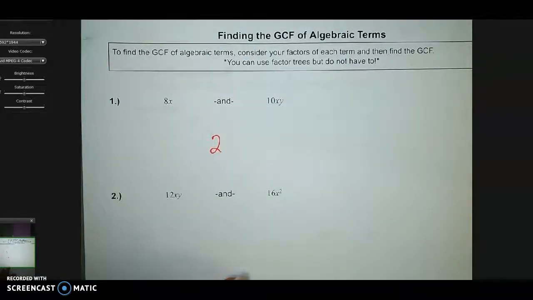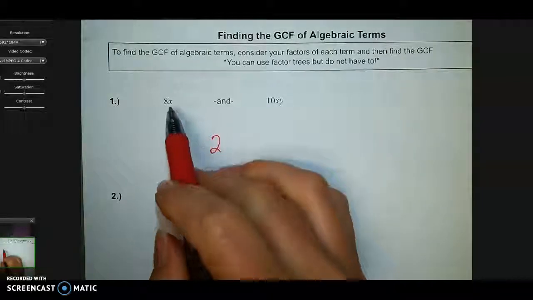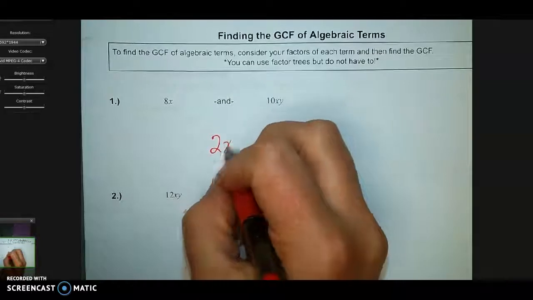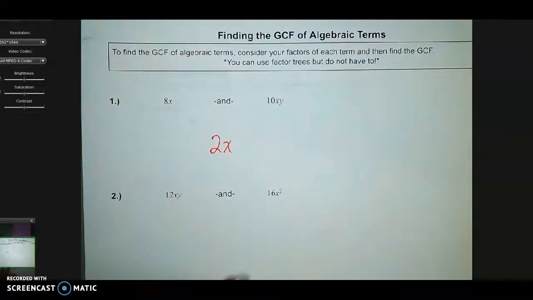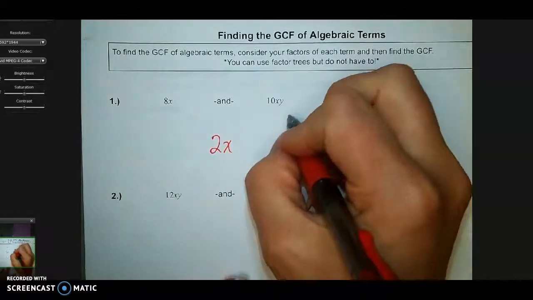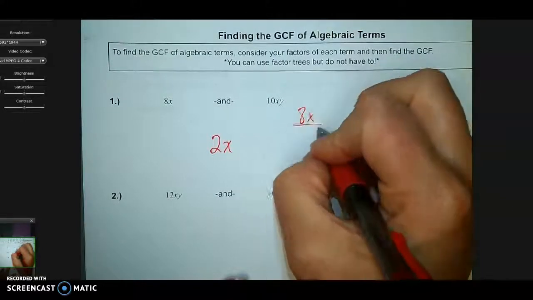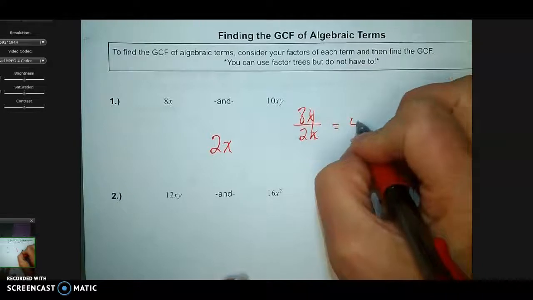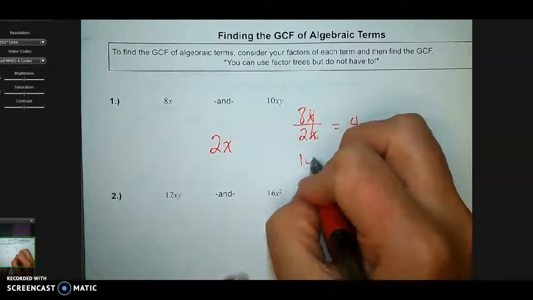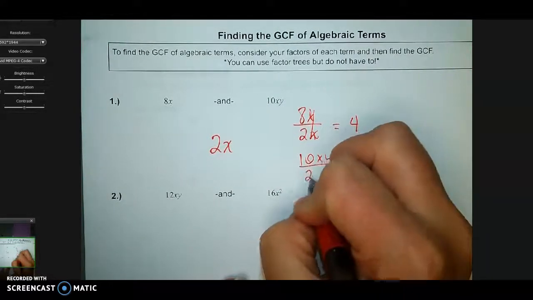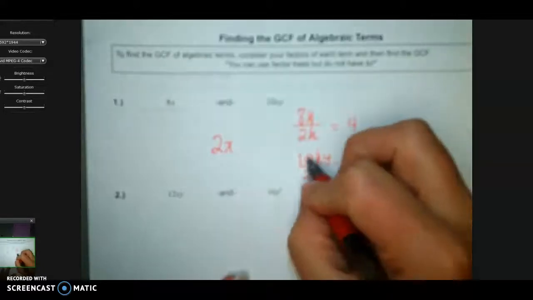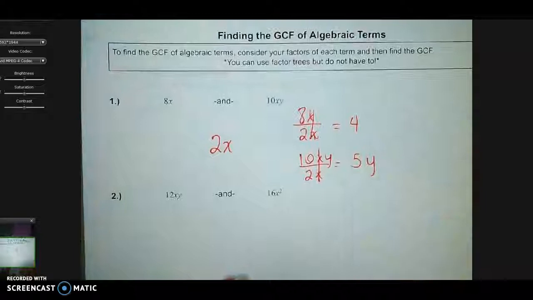Now I need to see what variables they have in common. They both have an x to the first degree in common, so I know I could take that out. And what we're kind of bridging to is, could I divide 8x by 2x? Well, yes, the x's would cancel out and that would give me 4. My 10xy divided by 2x, that cancels out. I still have the y. 10 divided by 2 is 5.